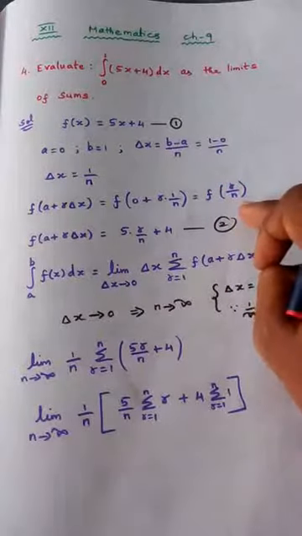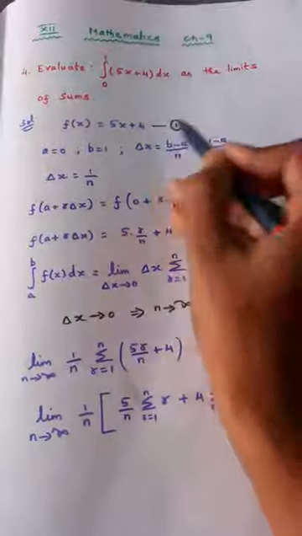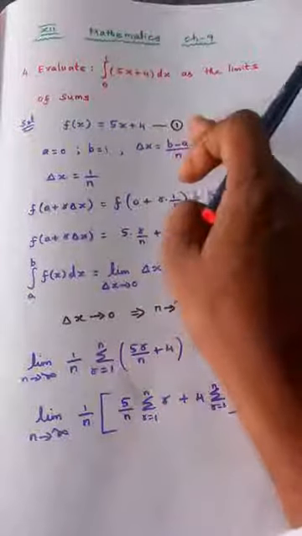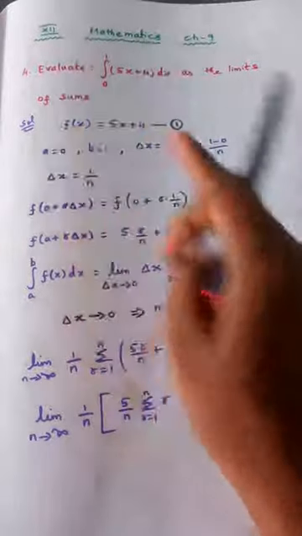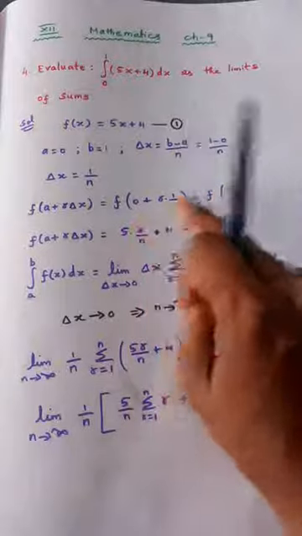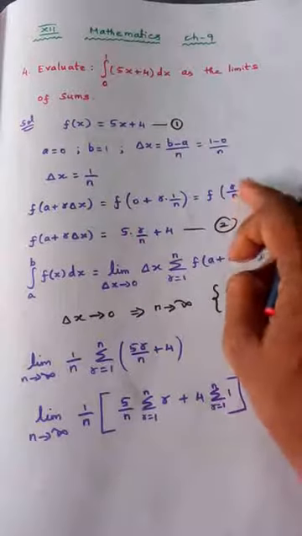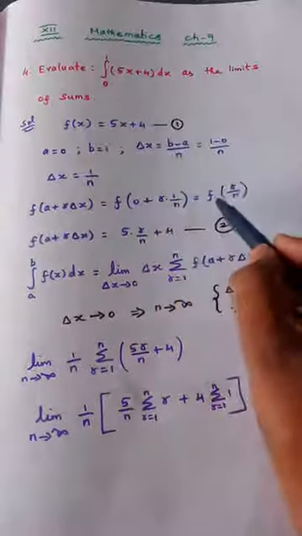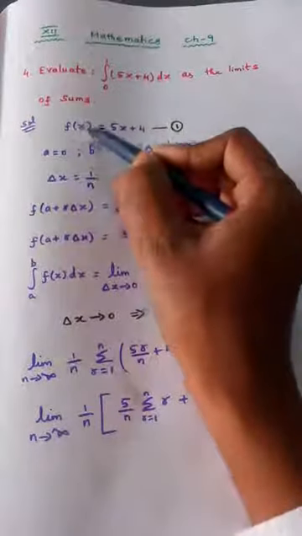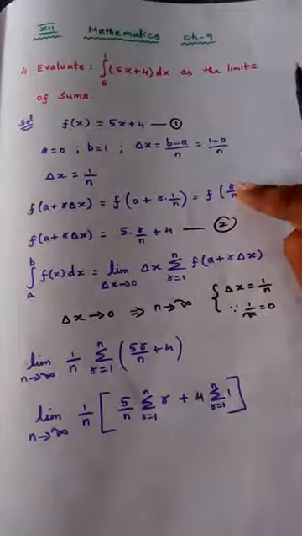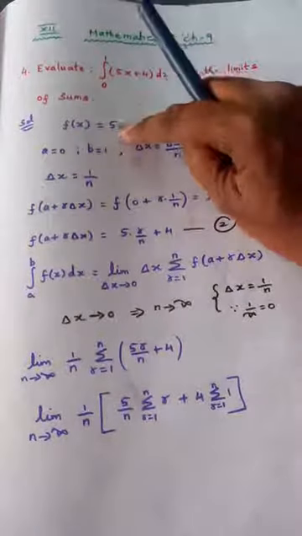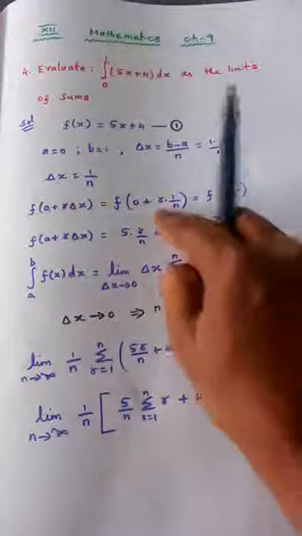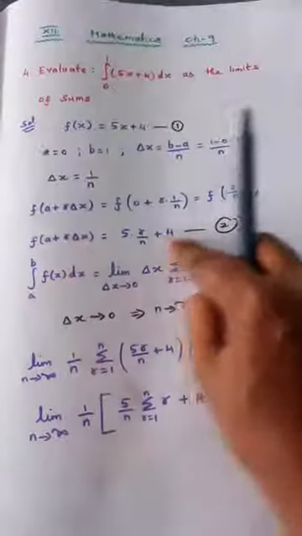Now, if you see the first equation, it gives the value for f of x. I want f of r by n. The f of x answer is 5x plus 4. Then how to find f of r by n? In place of x, you have to put r by n. So what happens here? 5 into r by n plus 4. That is the value for f of a plus r delta x.